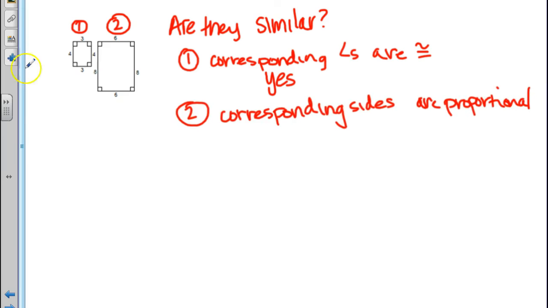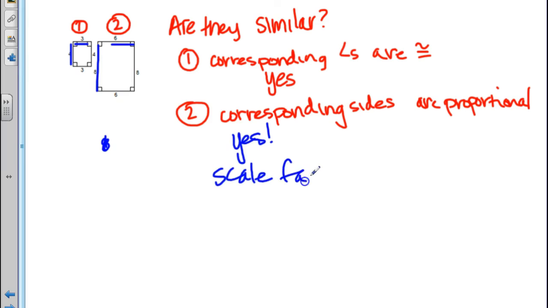All right, so let's check that out. So 4 is to 5. So now think about this. If this is 4 and this is 8, it's twice as big. 4 times 2 is 8. How does that work with the other side? 3 to 6. Yeah, 3 times 2 is 6. So my scale factor is 2, or it's 2 to 1.